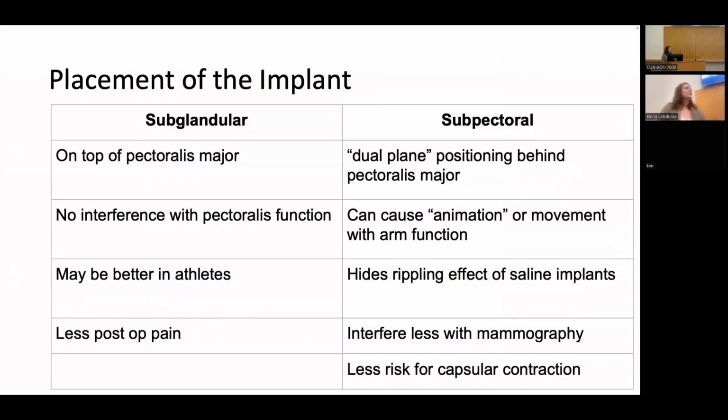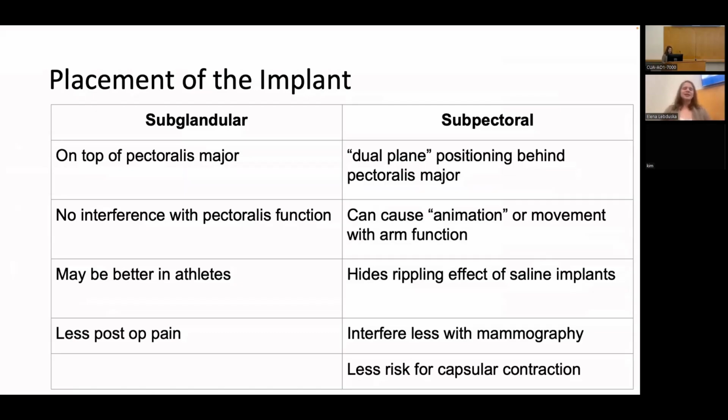So placement of the implant is also really important, and I'm going to show you some photos of where it is. So the two options for placement of implant is subglandular, sort of on top of the chest wall musculature, but behind the ductal tissue, or subpectoral. So this is a dual plane implant. So it's sort of partially under the pec major and then half outside of it. Subglandular has no interference with pectoralis function, so maybe better in athletes or anyone who has to do a lot of overhead arm movements. Usually less pain if I'm not placing something under the muscle.